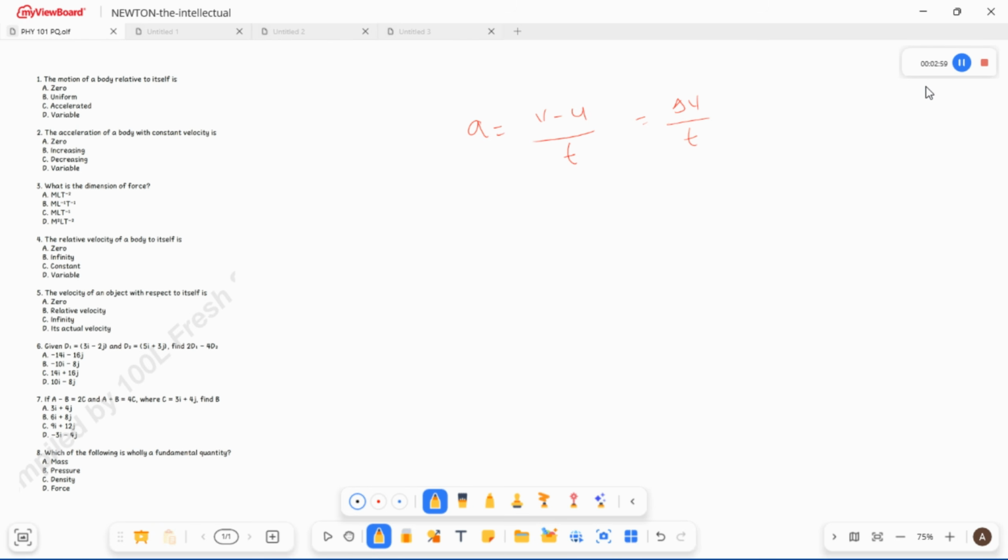Then question three: what is the dimension of force? When you see questions on dimension, they are very, very cheap marks. We have three basic fundamental dimensions: we have mass, we have length, and we have time. Length is the same as distance. The dimension for mass is M, the dimension for length or distance is L, and the dimension for time is T.